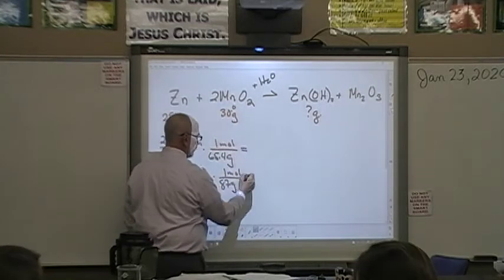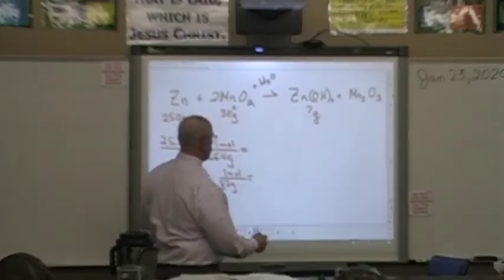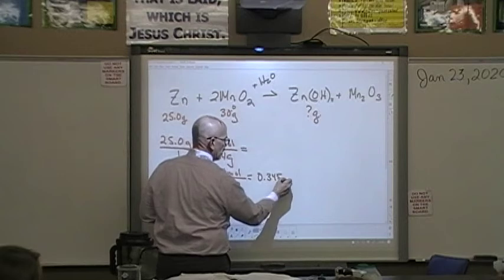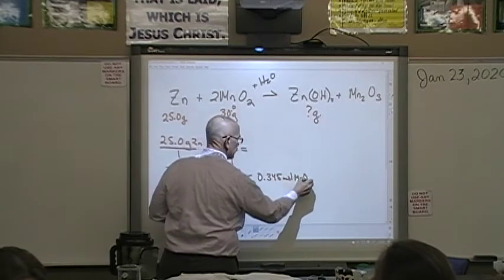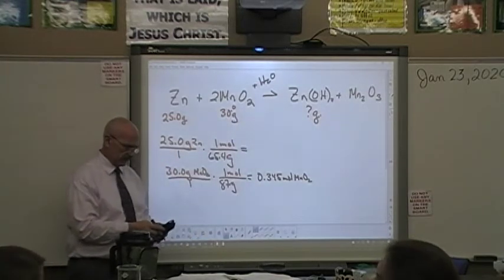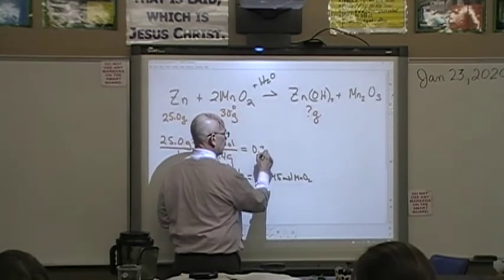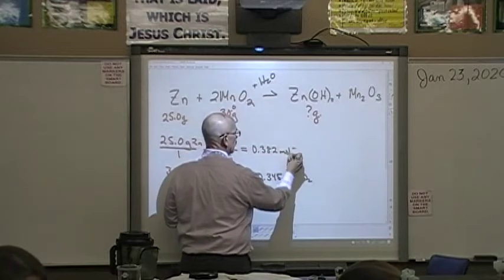Get your calculator out, figure out what these two numbers are. If I remember correctly from this morning, the second one is 0.345. That one's easy to remember. And the first one was 0.3 something or 3 what? 382. I'll take Connor's word for that. 0.382 moles of Zn.